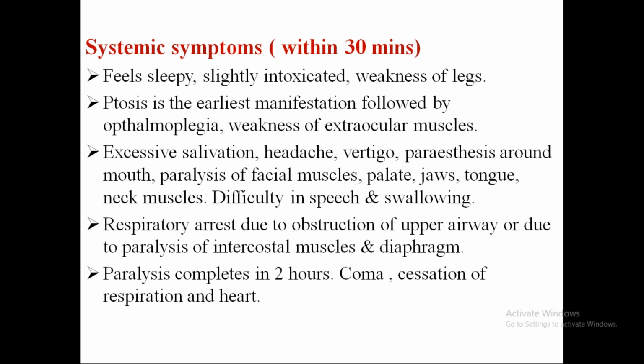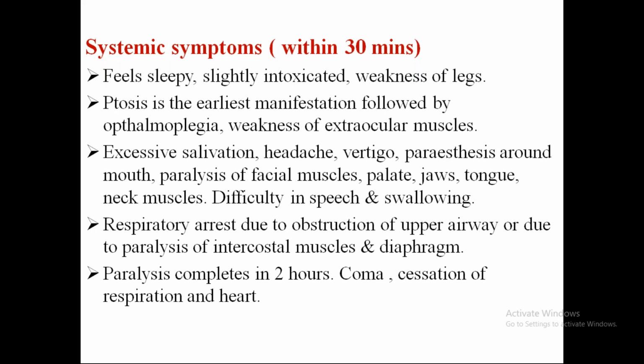The respiratory muscles are paralyzed not because of a defect in the lungs, but because the nerve supply going to the lungs and the heart is affected. Because it is a neurotoxin, the action will be inhibited, and that way respiration and cardiac activity will stop. So this is the main symptomatology of neurotoxic poisoning.